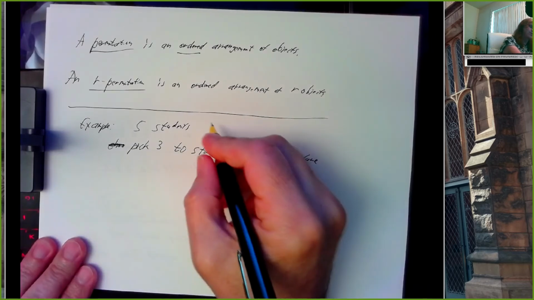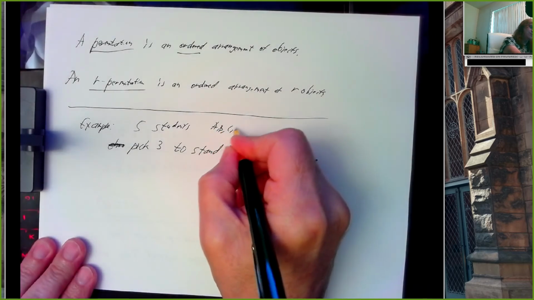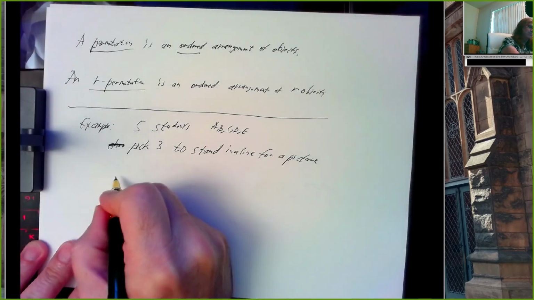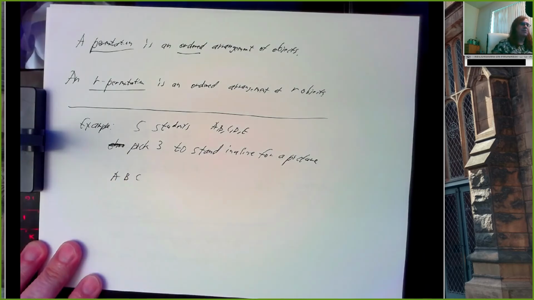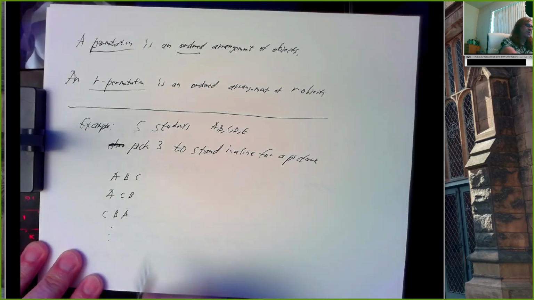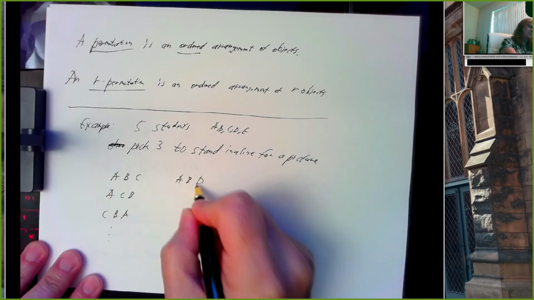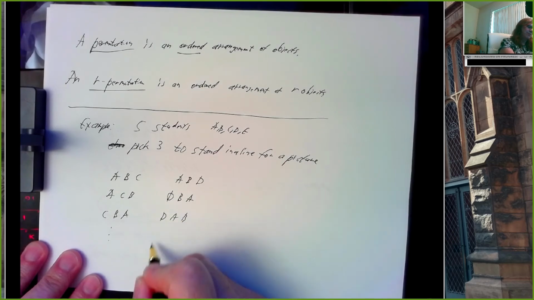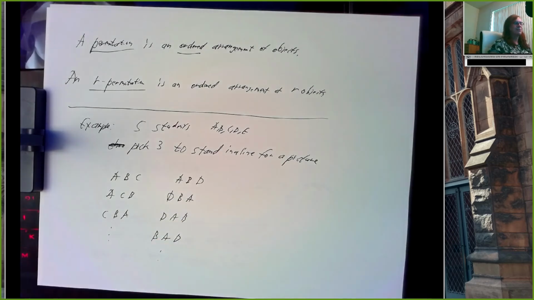So if our students are named A, B, C, D, E, well, we could pick students A, B, and C and line them up like that. We could pick students A, B, and C and line them up like that. We could line them up like this. We could do lots of things. Or we could pick students A, B, and D and line them like that. Or do D, B, A, or DAB, or BAD, or whatever. And there's a lot of ways that we can pick 3 students out of 5 and place them in a particular order.